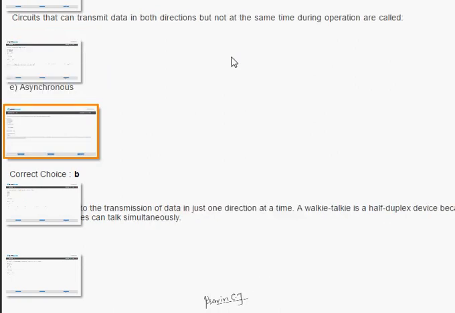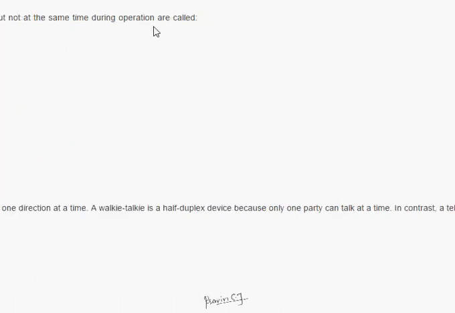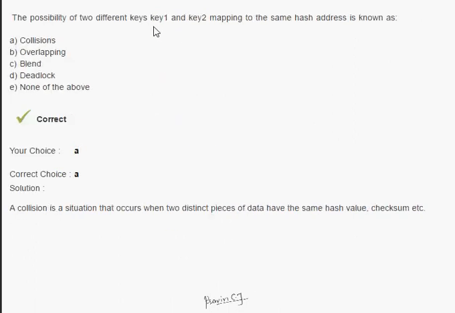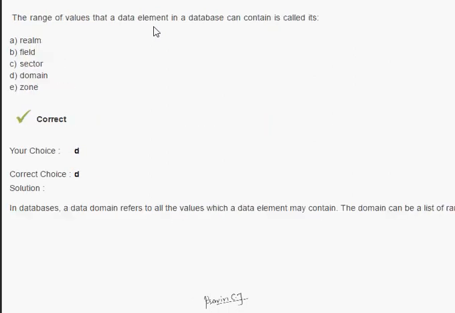Data in both direction but not at the same time. Like a walkie-talkie, like a policeman has. What he has? A walkie-talkie. No, sorry, what he calls as wireless. Okay.